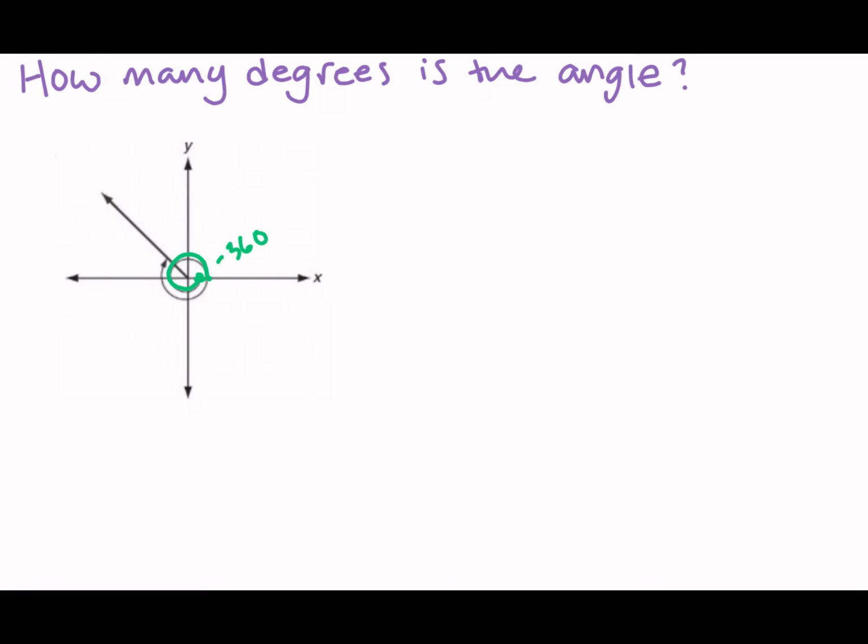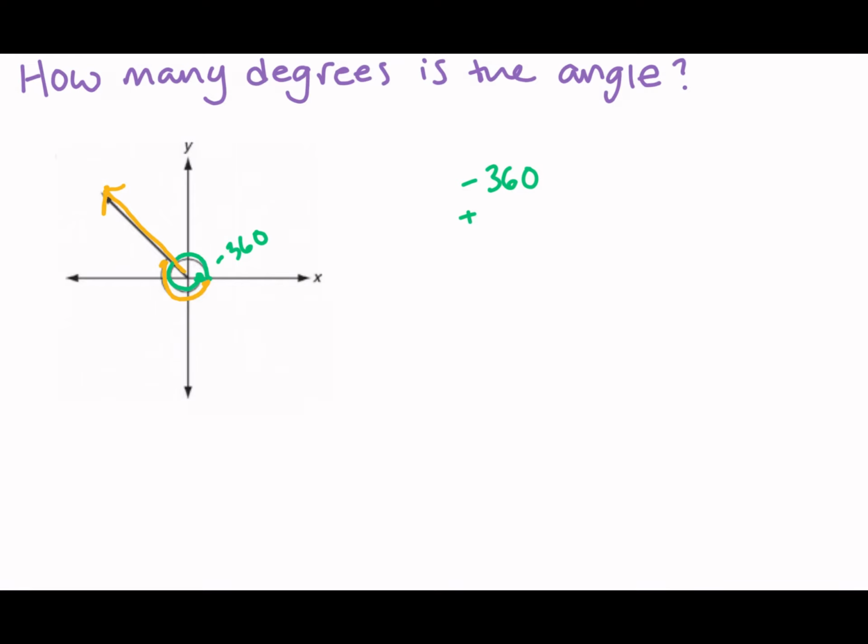So we know that we have negative 360 plus however much it keeps going from where it hits the x-axis to where it finally lands in the second quadrant. So we need to figure out how much more did the angle keep going past negative 360. Okay, so let me draw this a little bit better.